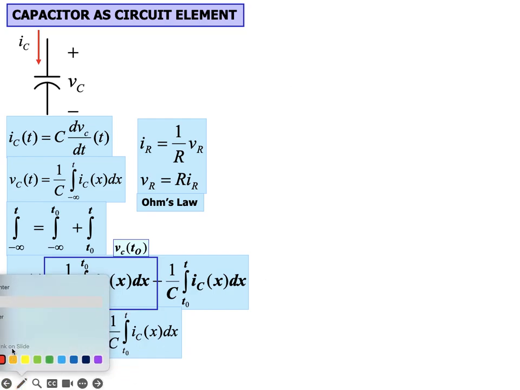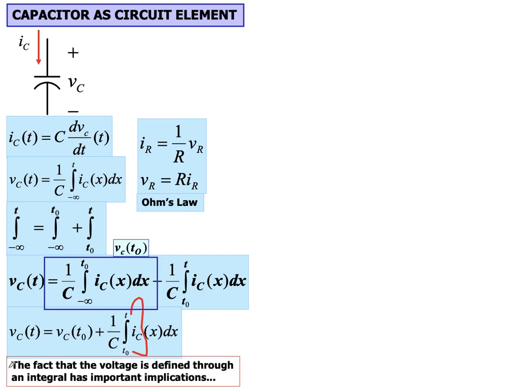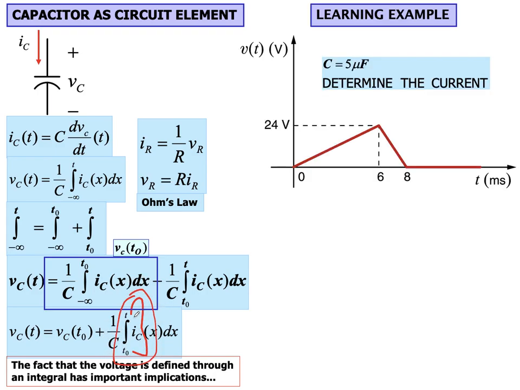So now let's talk about an example. Before that, the fact that voltage is defined through an integral has an important implication. What does this implication say? It is this one. So let's look at an example. In this case, we need to determine the current, and here we are given the voltage across a capacitor, and the capacitor is 5 microfarad.